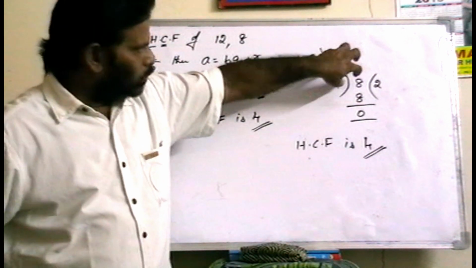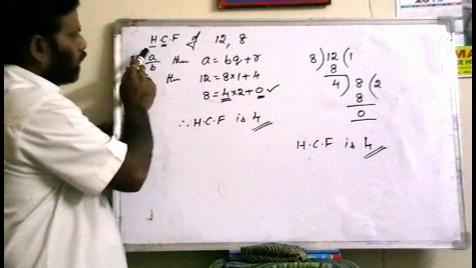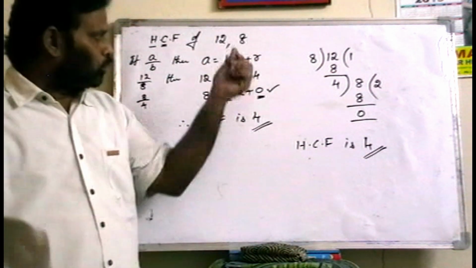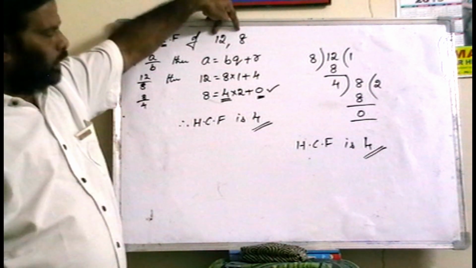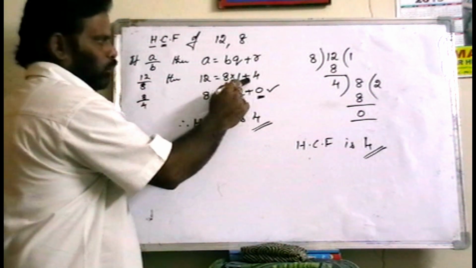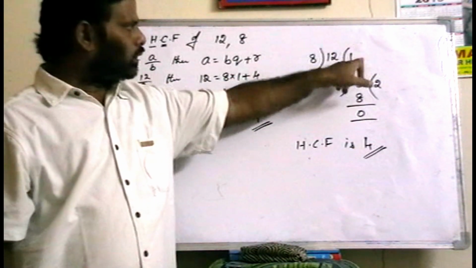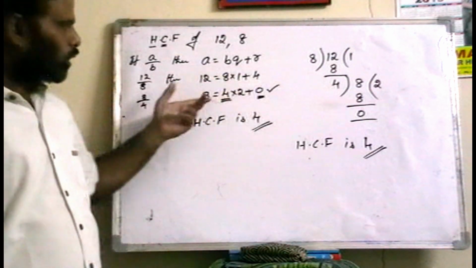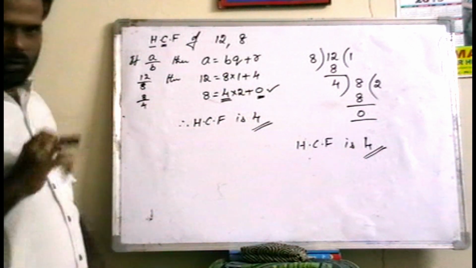The same division method changes into the basic algorithm, that is the Euclid division algorithm. If A is divided by B, then A is equal to BQ plus R, where Q and R are the quotient and remainder. Now find the HCF of 12 and 8. 12 is divided by 8, 12 is equal to 8 ones are 8 plus 4. 8 ones are 8 plus 4 is 12. So 8 ones are 8, the remainder is 4. Dividend is equal to divisor into quotient plus remainder. Check whether the remainder is equal to 0 or not. No, the remainder is 4. The remainder is not equal to 0.